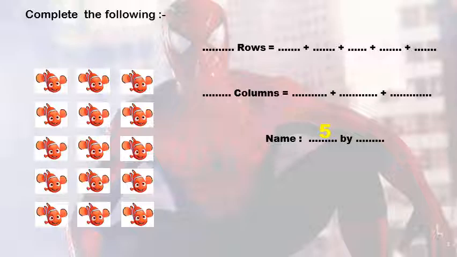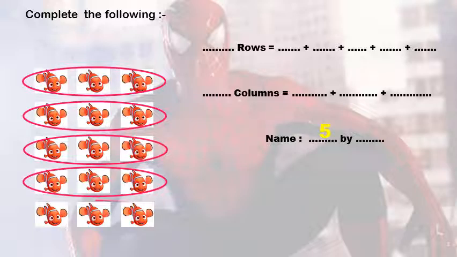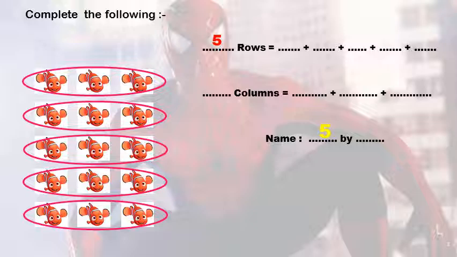If I have this Nemo fish, okay, I want to know how many rows we have. Let's count the rows first. 1, 2, 3, 4, 5. So we have 5 rows. Inside each row, how many Nemo fish do we have? Yes, we have 3 Nemo fish. This 3 Nemo fish is repeated how many times by the rows? 5 times. So we are going to put 3 plus 3 plus 3 plus 3 plus 3. So this is the first step, putting the rows, 5 rows.